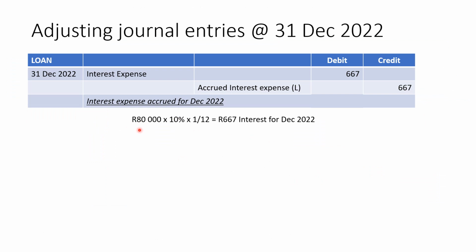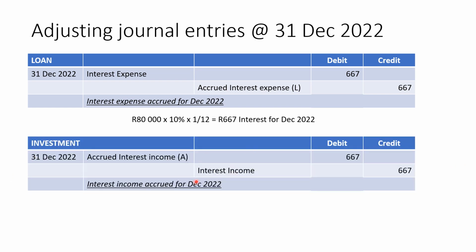So now remember, at the end of the year, the balance changed. Actually, 5 months during the year, it changed to 80,000. So for that 1 month on which I still owe interest, the interest is going to be 667. That's 80,000 times 10% divided by 12. So at the end of the year that I'm busy with, I'll need to do an adjusting journal entry for December 2022's interest. I debit the interest expense and I credit my liability. I owe that interest at the end of December.